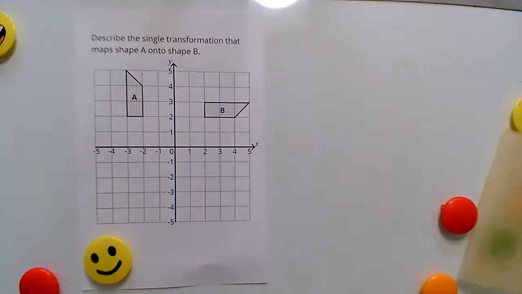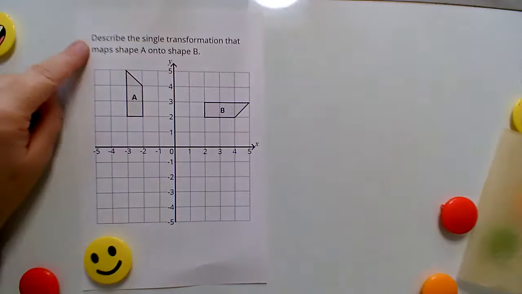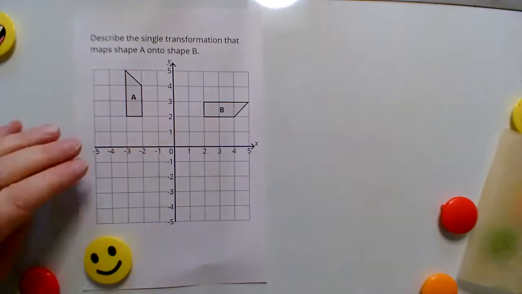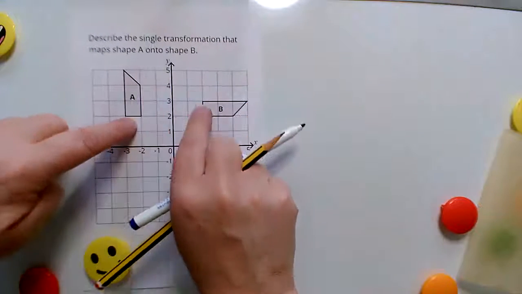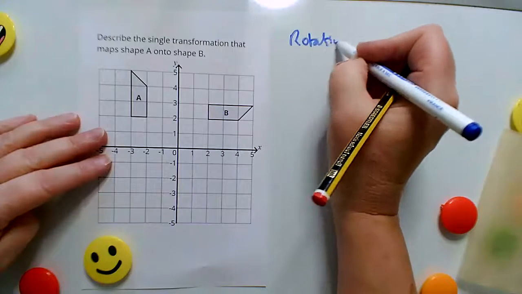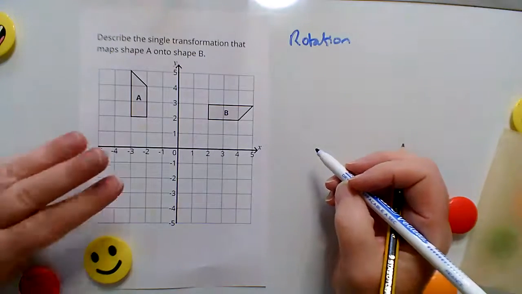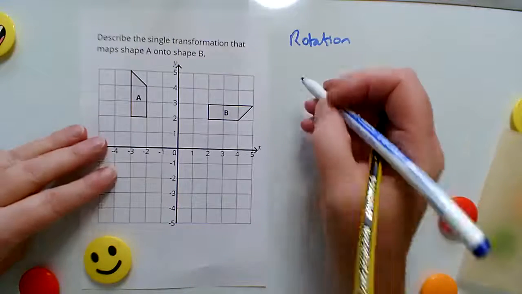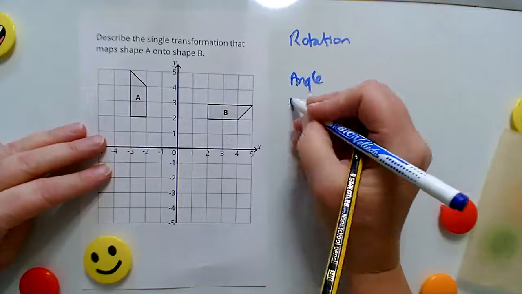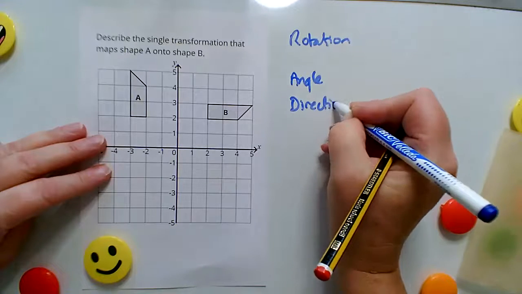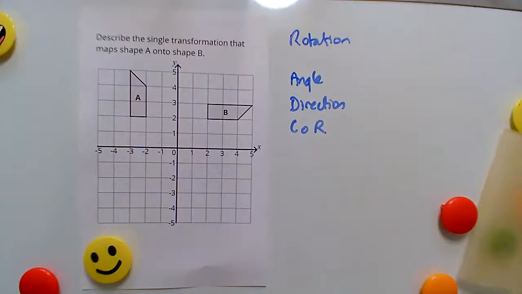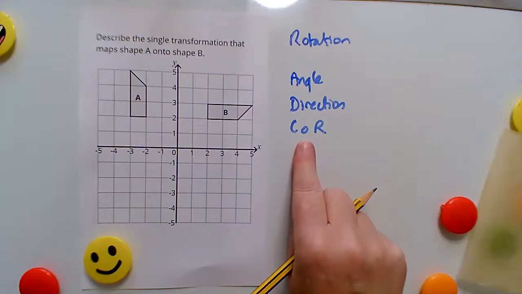So in this question, we are asked to describe the single transformation that maps shape A onto shape B. Because the orientation of the shape has changed, we know this is going to be a rotation. And we know rotations need three criteria. The first, we need to know the angle of rotation, we need to know the direction, and we need to know the center of rotation.